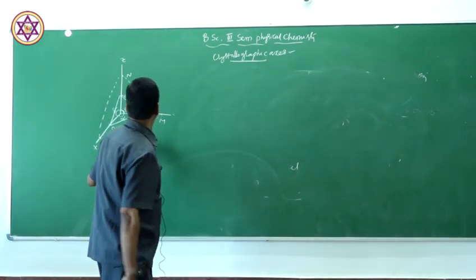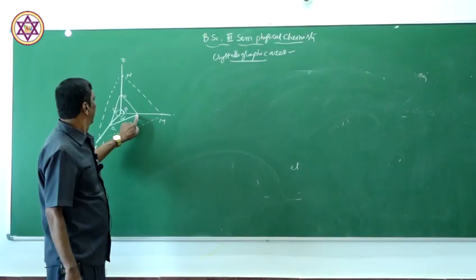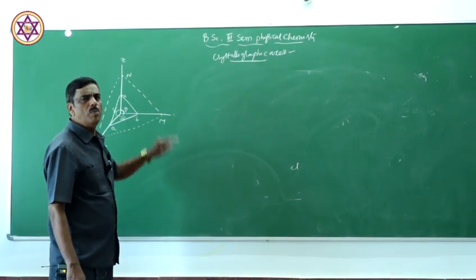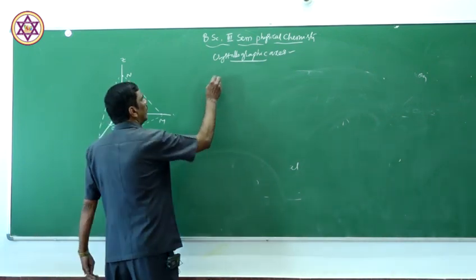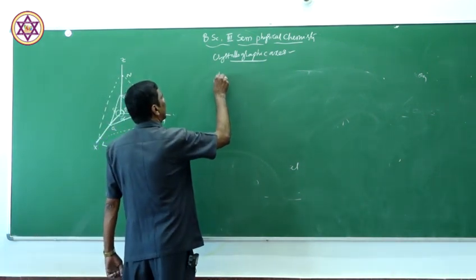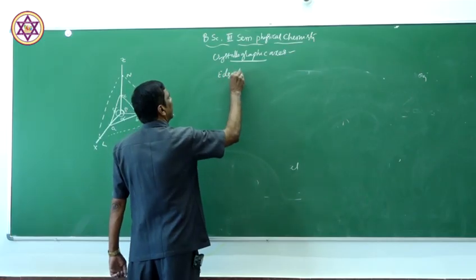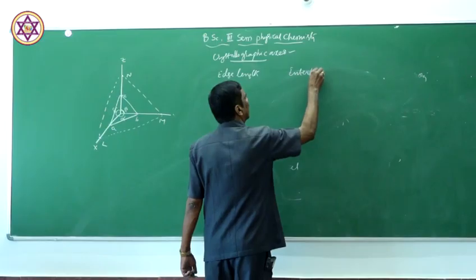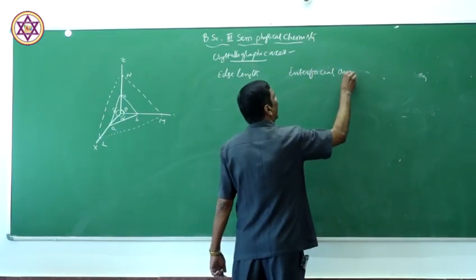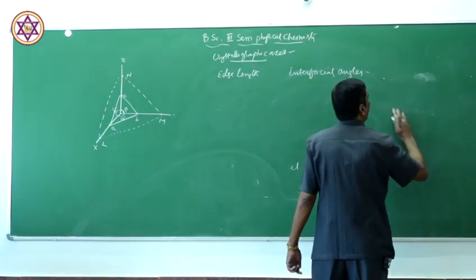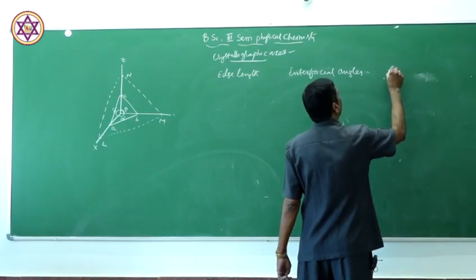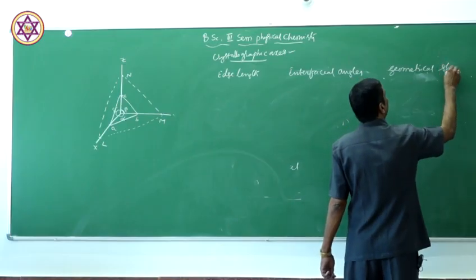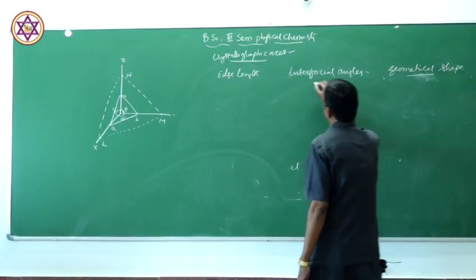So depending upon this edge length and interfacial angles, there are so many crystal shapes. So how are they related? Edge length, interfacial angles, and the geometrical shape of a crystal. So how to represent?